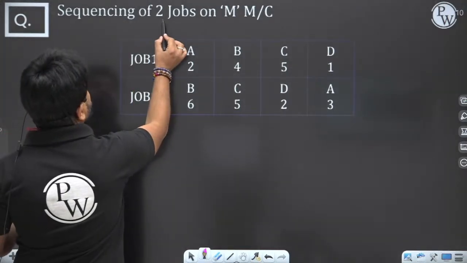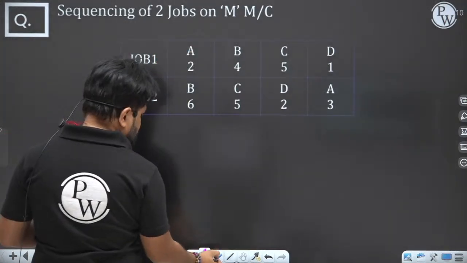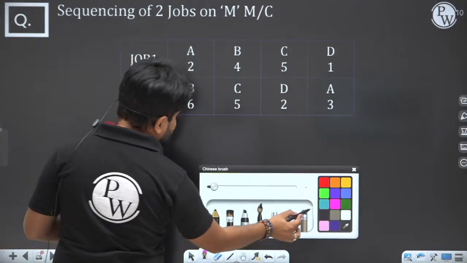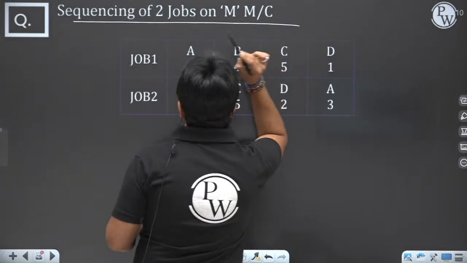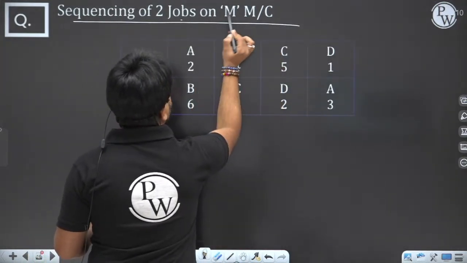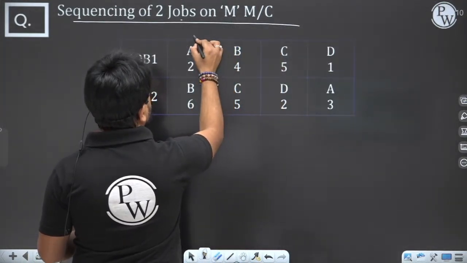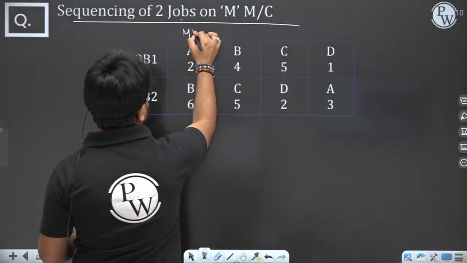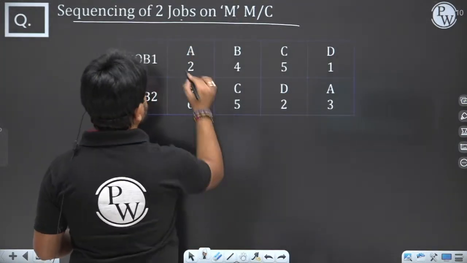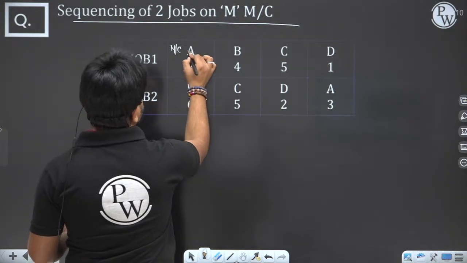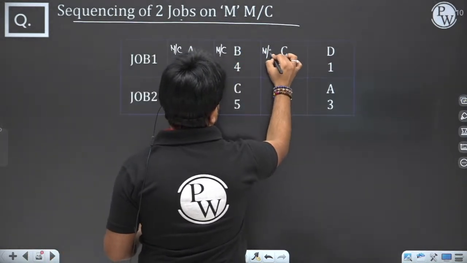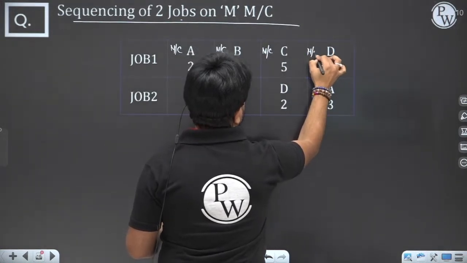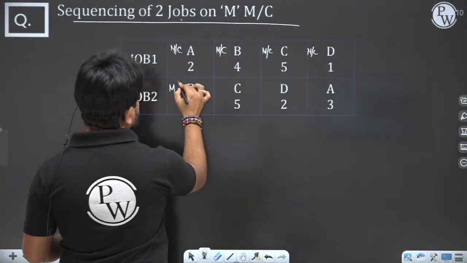Now, what is the meaning? Basically, there are 2 jobs. This type of question was not asked in GATE, and this is a new type of question. 2 jobs on M machines. How many machines? M machines, my dear. Basically, these are machines: machine A, machine B, machine C, machine D. Again the same machine.